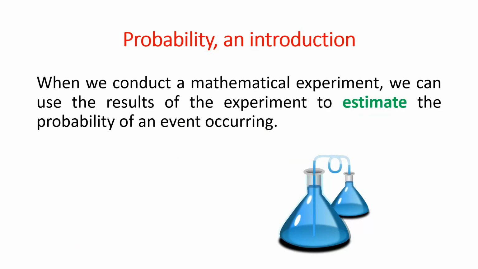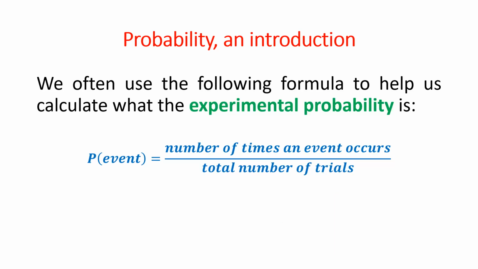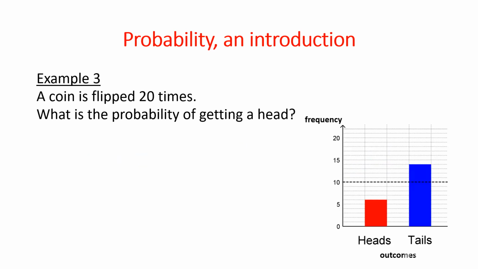When we conduct a mathematical experiment, we can use the results of the experiment to estimate the probability of an event occurring. We often use the following formula to help us calculate what the experimental probability is. The probability of the event is equal to the number of times an event occurs divided by the total number of trials. For example, flipping a coin 20 times, what's the probability of getting a head?